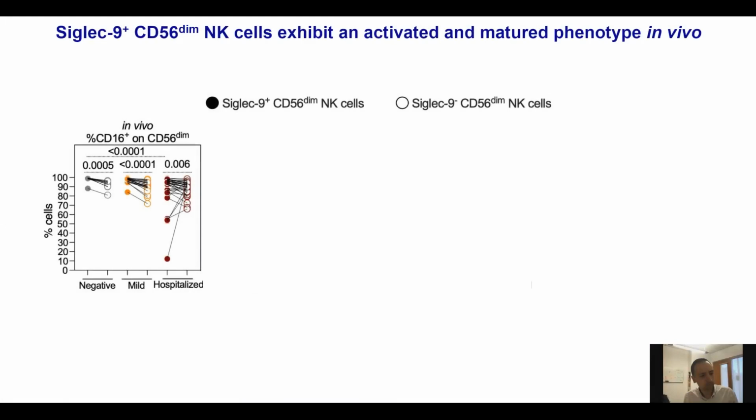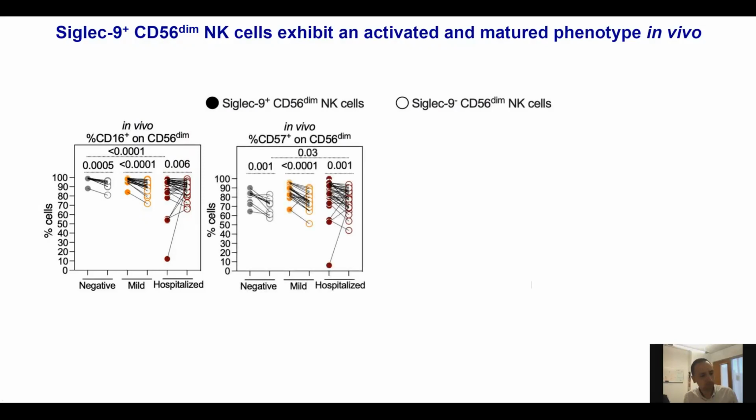And next, we also ask the question: do these cells have an activated and mature phenotype during SARS-CoV-2 as we observed it during HIV? And the answer is yes. We indeed found that Siglec-9 positive NK cells, again here in solid dots, are expressing high levels of CD16, which is again an important marker for eliciting ADCC, compared to Siglec-9 negative cells.